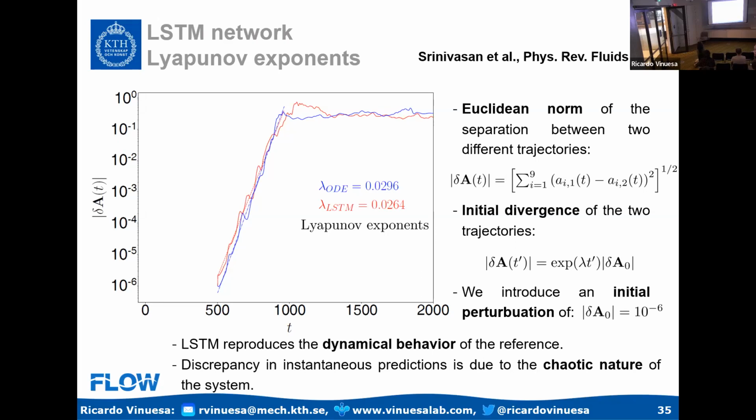So what we can conclude with this Poincaré map and the Lyapunov exponent is that I learned the dynamics of the original system up to an error of 10 to the minus 6. This 10 to the minus 9 was the loss function, which is normalized a bit differently. If you transform that into the norm of the errors, of the deviation of the errors, that's around 10 to the minus 6.